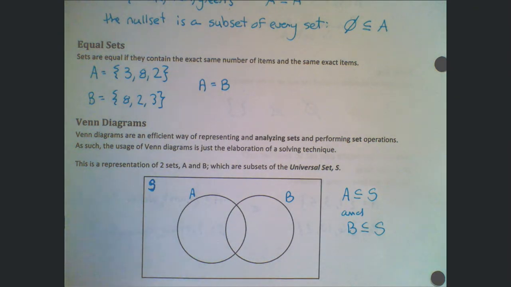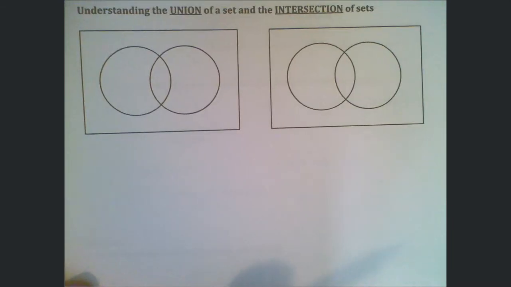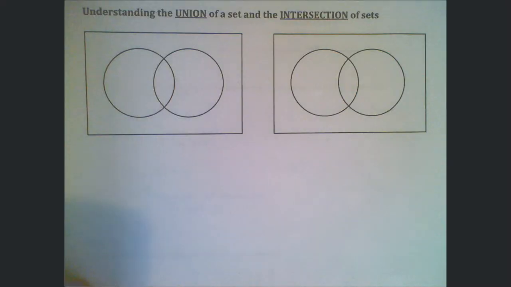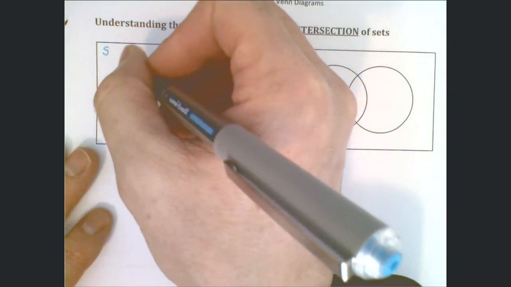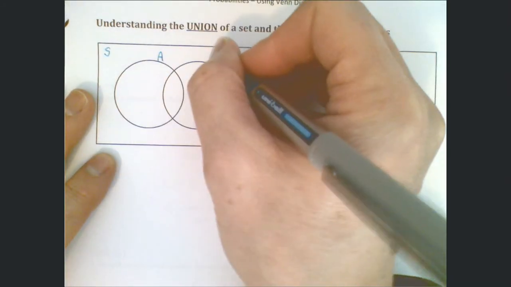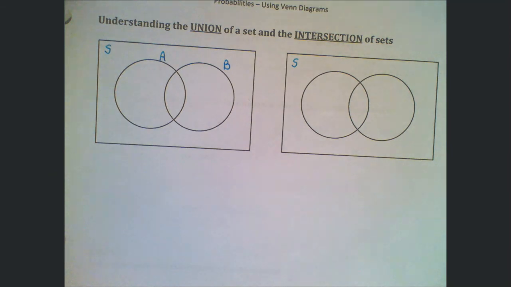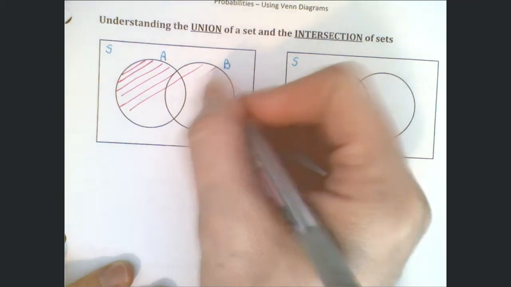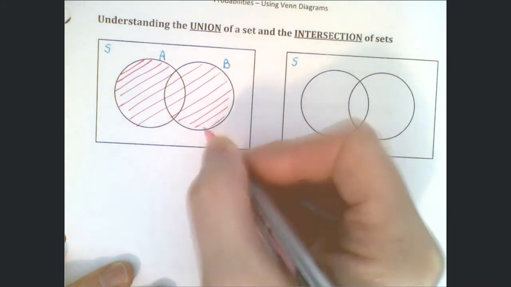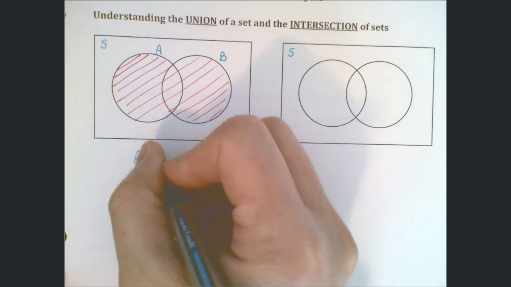So let's take a look at the different types of ways that Venn diagrams can overlap, or not overlap in some cases. So what we're going to talk about now is something called the union of a set and the intersection of a set. So let's say that we have the universal set S, okay, and we have set A, which is here, and set B, which is here. If I wanted to find out all of the elements that are in set A or set B, I want to look at this data here, or this information here. So what we call that is A union B.